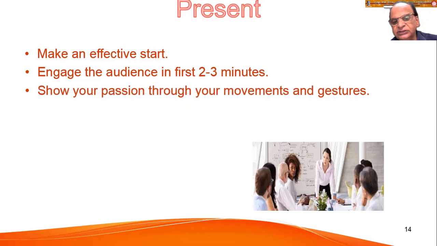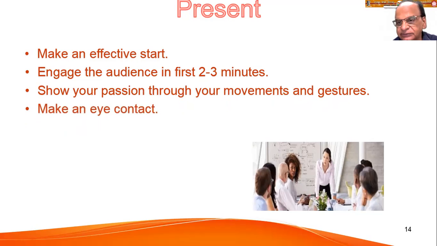Show your passion through your movements and gestures. Keep moving, move your hands a bit, eyes a bit, head. All these things you can do while making your presentation. So this will show that you are passionate about your topic. You are so much interested in that topic and you pass on that passion to the audience.